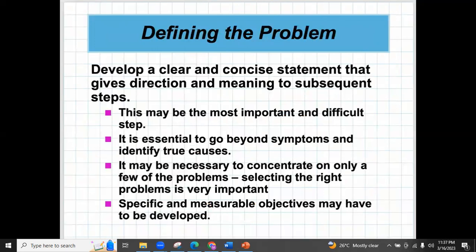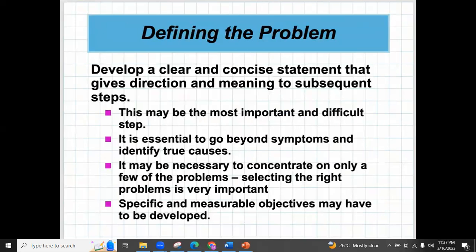So oftentimes, especially in quality improvement, which I have some background in, the quality gurus and pundits will tell you that developing a clear, concise statement of what you're trying to do and what you're not trying to do is very important.